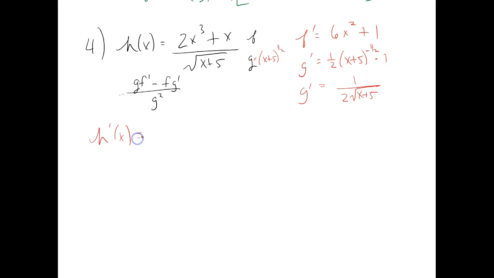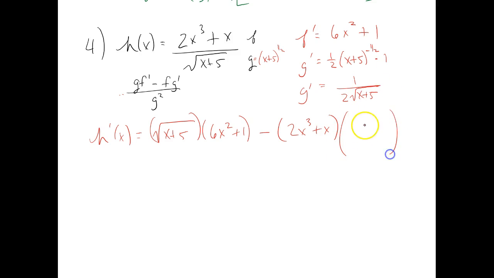So for h prime, I need my g, which was the square root of x plus 5, times my f prime. My f prime was 6x squared plus 1, minus my f, which was that numerator right there, times my g prime, which I'm going to do the cleaned up version, 1 over 2 times the square root of x plus 5, and that's all over this squared, the g squared.